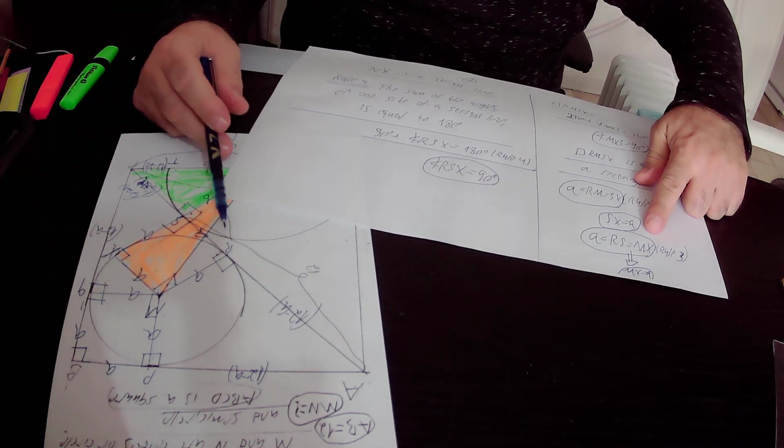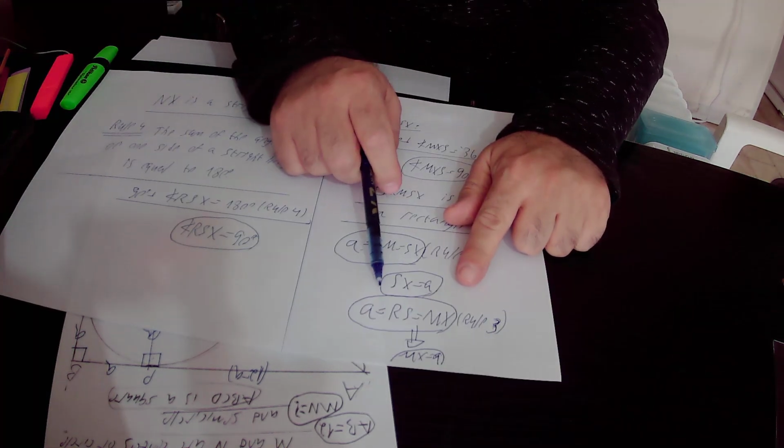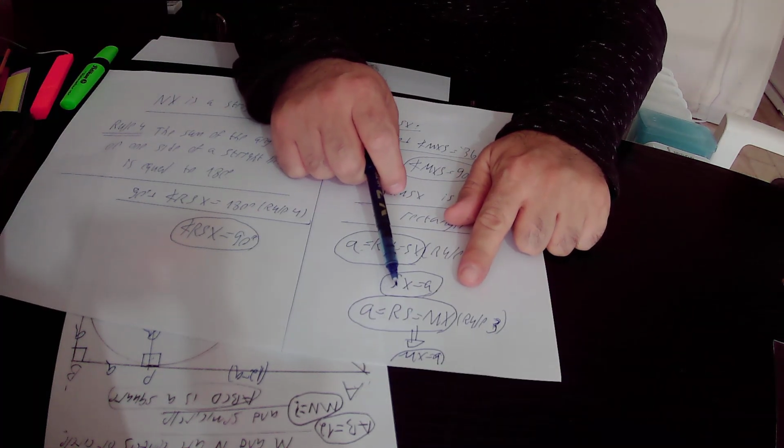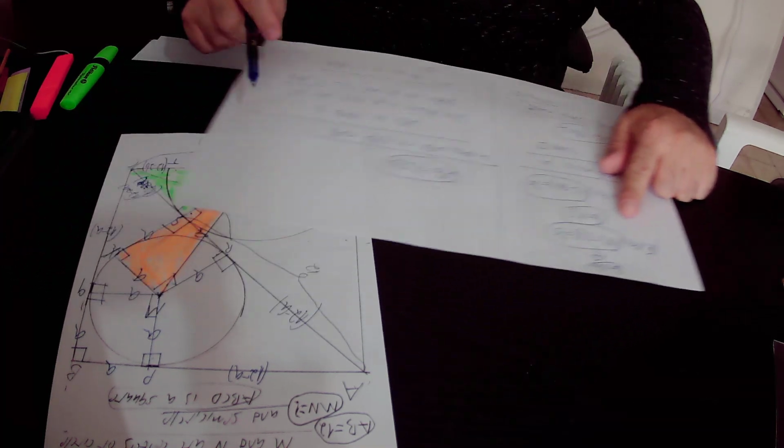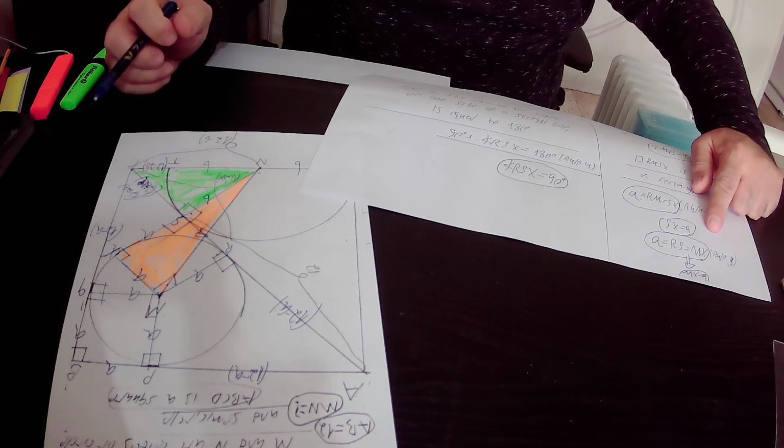But we have already found out that RS equals A. So we can write here that RS equals A. From this equation, A equals RS equals MX, we conclude that MX is also equal to A.